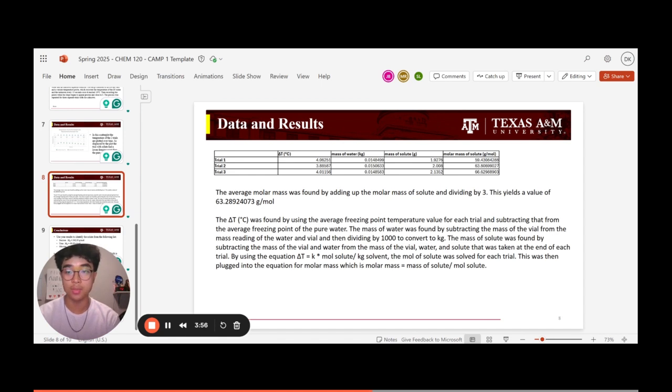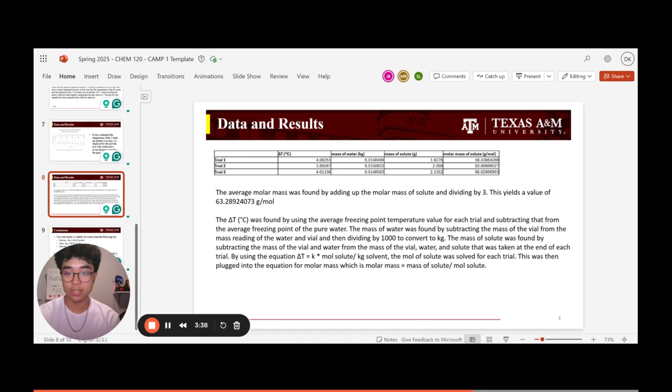The change in the freezing point was found by using the average freezing point temperature value for each trial and subtracting that from the average freezing point of the pure water. The mass of the water was found by subtracting the mass of the vial from the mass reading of the water and the vial, then dividing by 1,000 to convert to kilograms. The mass of solute was found by subtracting the mass of the vial and water from the mass of the vial, water, and solute that was taken at the end of each trial.